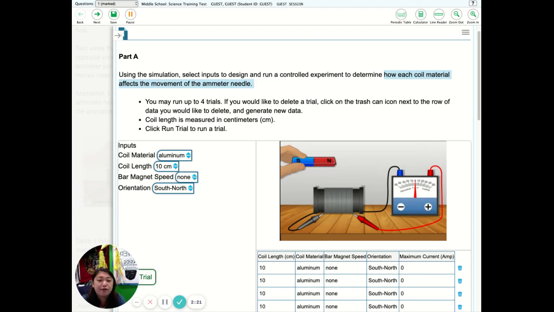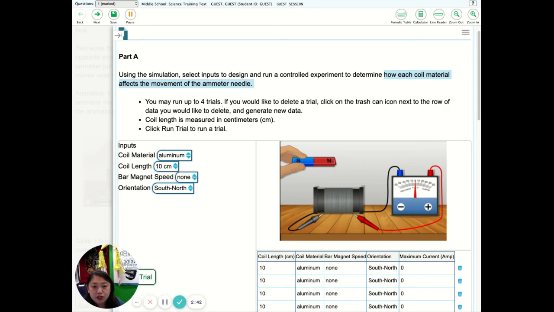What it's going to affect or have an effect on is the movement of the ammeter needle, which again measures current. So that is going to be our dependent variable, the data that we're going to collect. So what comes before effect is the independent variable. What comes after the word effect is the dependent variable.